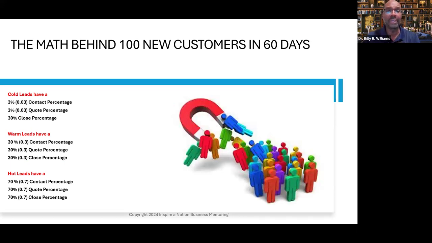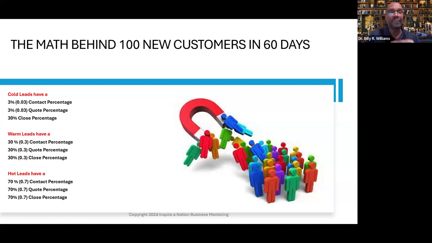The math behind the 100 new customers in 60 days is this: your cold leads have a 3% contact percentage, a 3% quote percentage, and a 30% close percentage. That means if I'm calling 100 people, only 3% of that 100 will I actually get in contact with. Out of the 3% I get in contact with, another 3% will agree to get a quote. And then from there, 30% of the people that agree to get a quote, I'll probably end up closing.